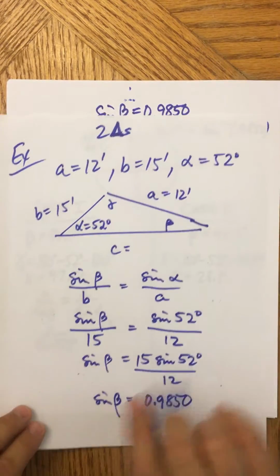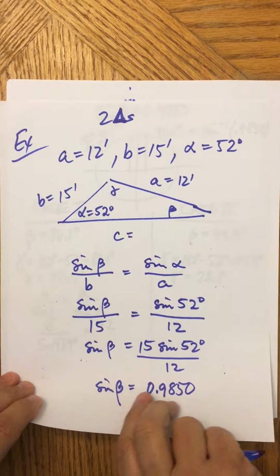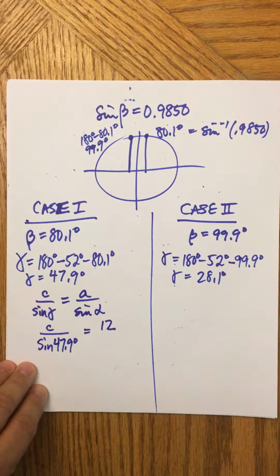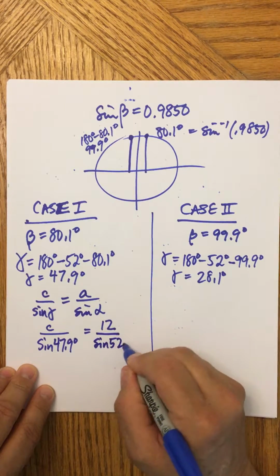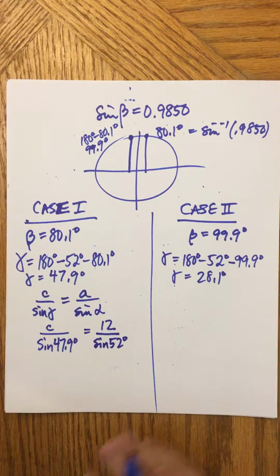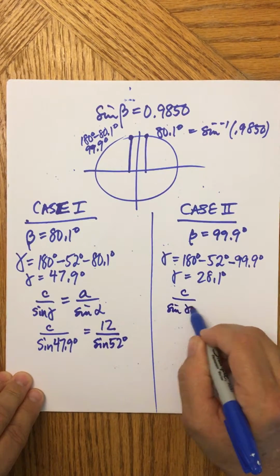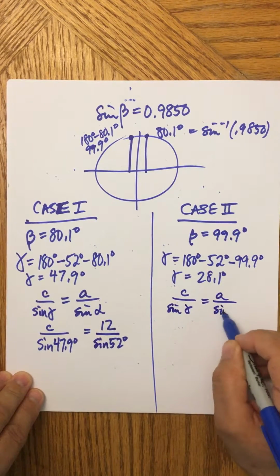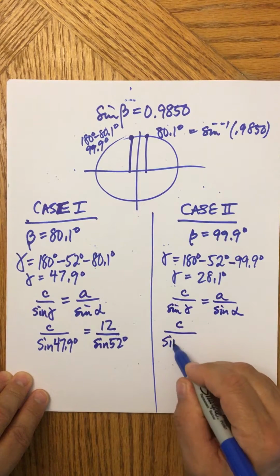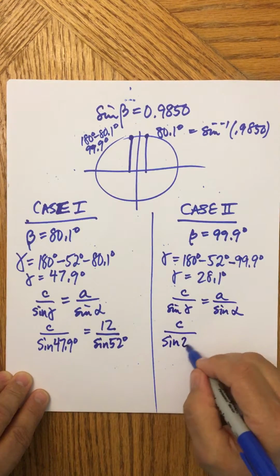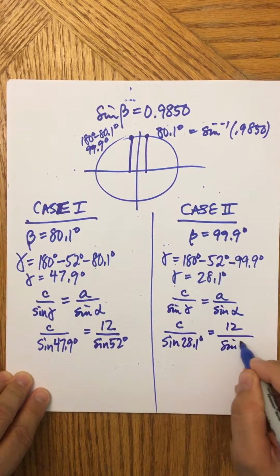So here C is to sine of 47.9 degrees as 12. Let me just show you this part. Alpha is to 12, and now we're doing gamma is to C, as 12 is to sine of 52 degrees. Okay. And we're really setting up the same thing over here. We're going to do the same thing and say C is to sine of gamma as A is to sine of alpha, but with just different numbers. Here we're going to have C is to sine of 28.1 degrees as 12 is to sine 52 degrees.